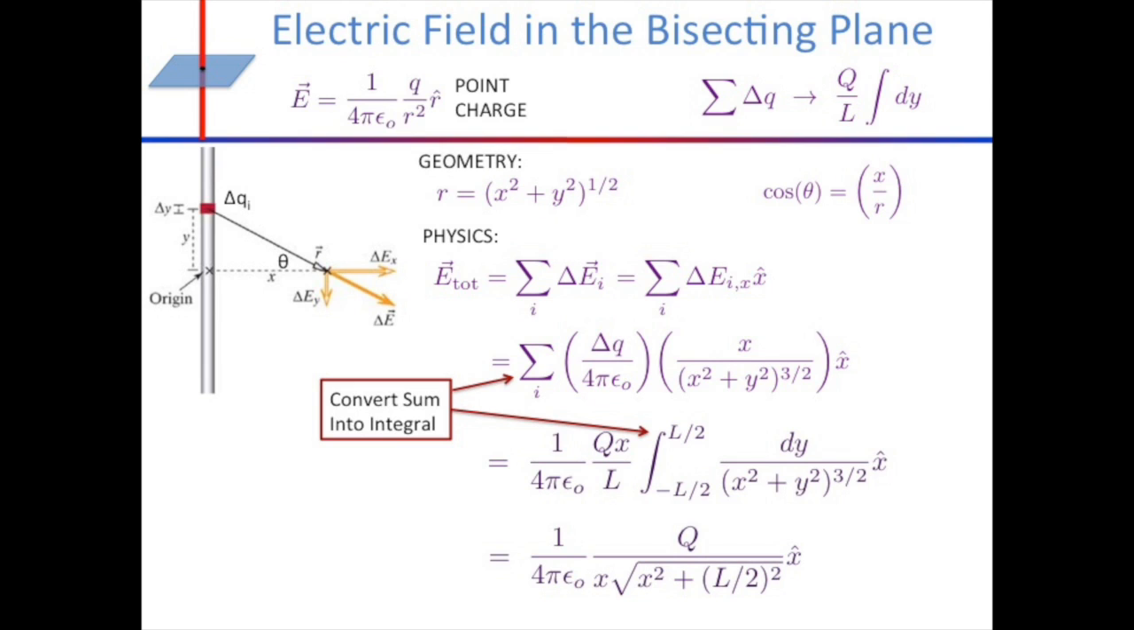Now, I set the limits of integration from minus L over 2 to L over 2. The reason I did that is because the origin's at the center. The rod's of length L, but the origin's at the center. The bottom of the rod is at minus L over 2. The top of the rod is at plus L over 2. So that tells you the limits of integration.